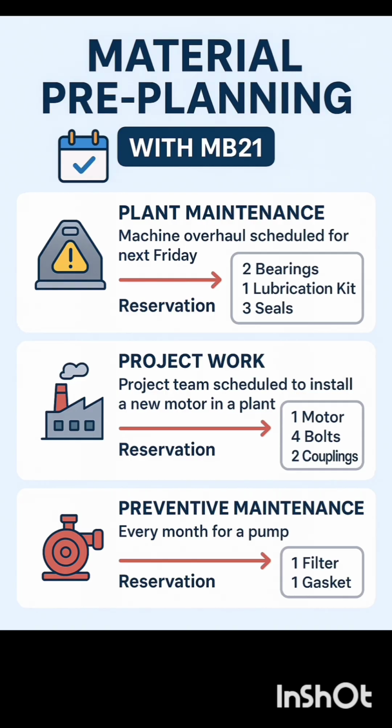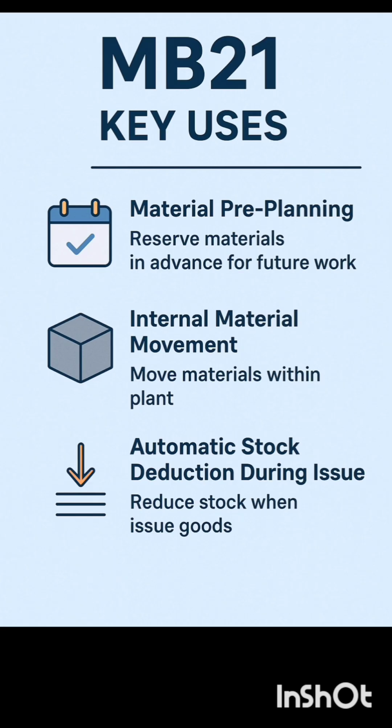Using MB21, this objective is achieved and all of these materials are reserved in system through MB21. MB21 is a very important transaction of SAP. It has 3 key uses. Number 1, material pre-planning. Number 2, internal material movement. And number 3 is automatic stock reduction during issue.